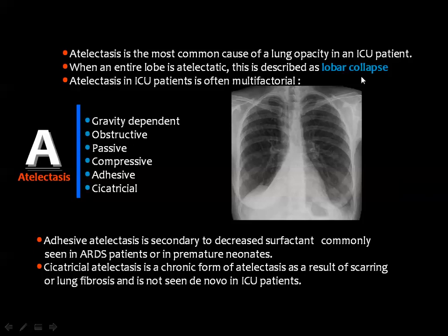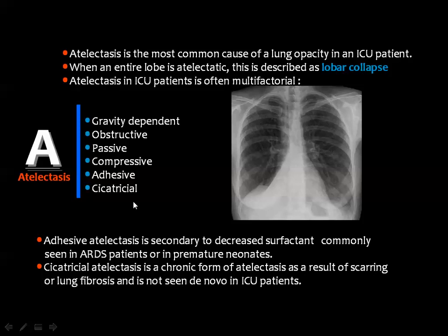Atelectasis means a collapse of a part of the lung, and if the whole lobe is collapsed, then you call this lobar atelectasis, or lobar collapse. But atelectasis is usually given to a subsegmental area that has lost its volume. There are many types of atelectasis, including the gravity-dependent type, obstructive type, passive, compressive, adhesive, and cicatricial type.